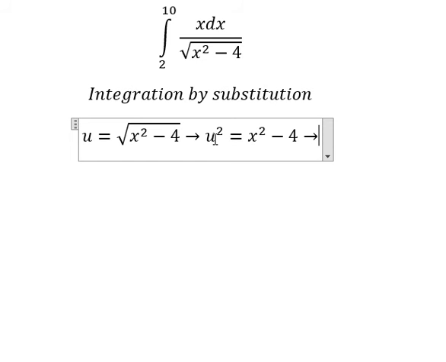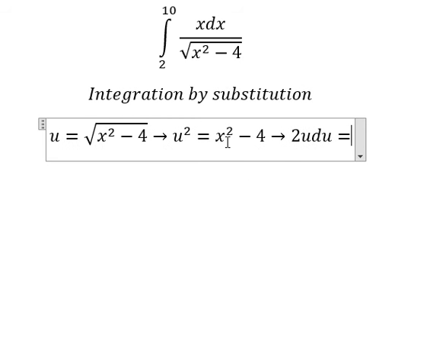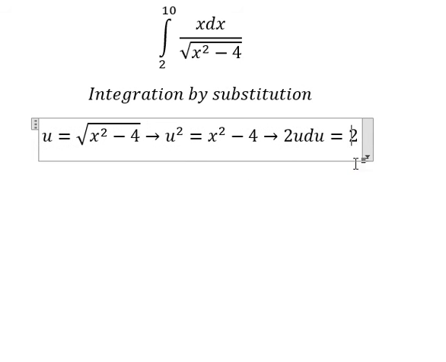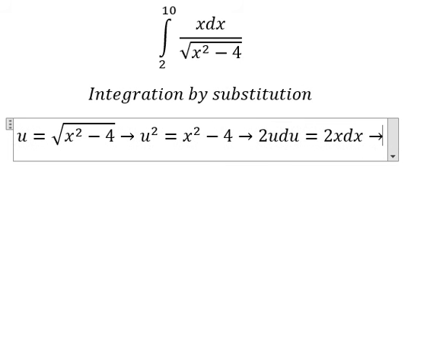Next, we need to first take the derivative of both sides. This one is 2u. This one is 2s. This one is the constant, so you get 0. Later we divide both sides by 2.